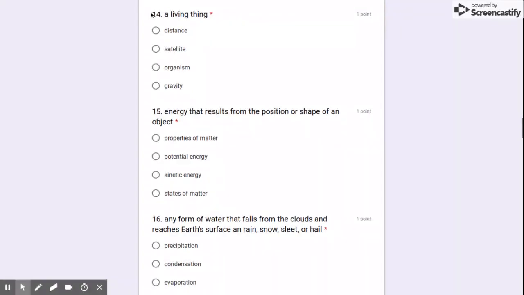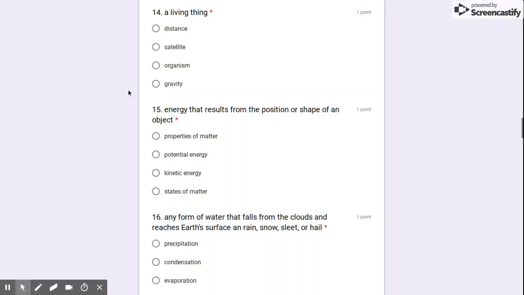Number 14. A living thing. Distance, satellite, organism, gravity.